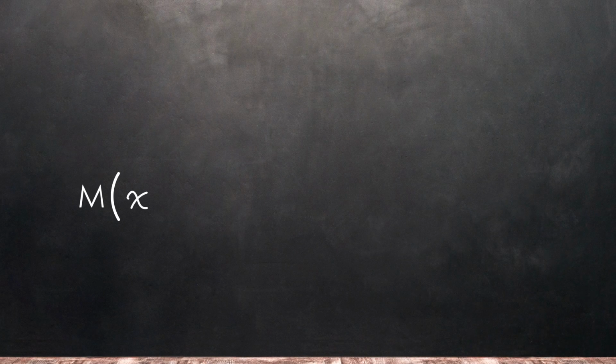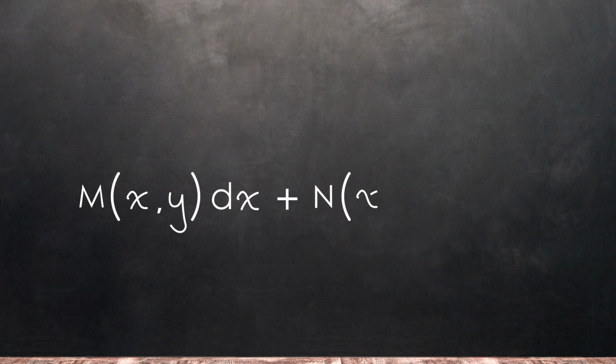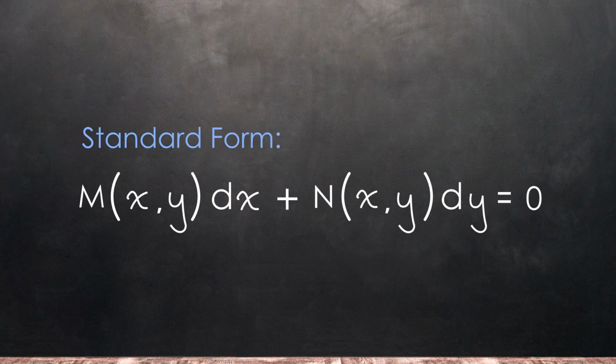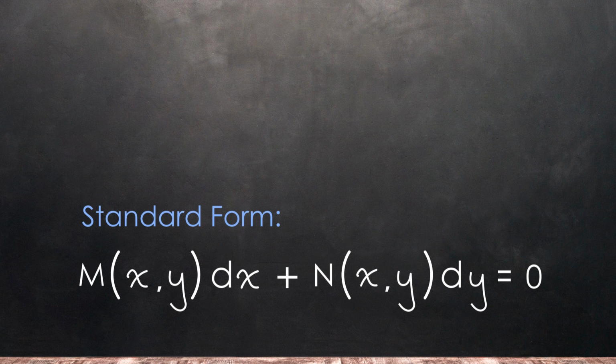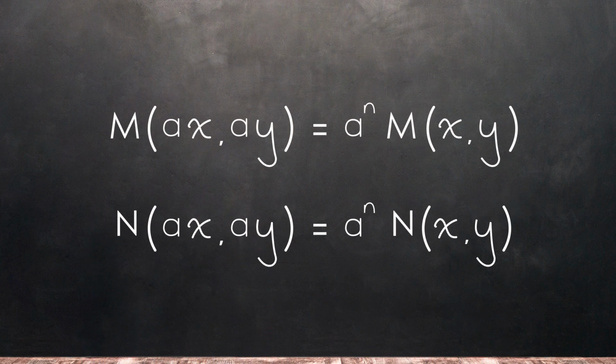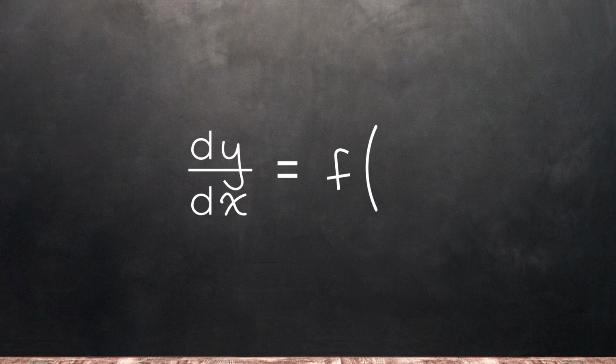There are two ways to check if a first-order nonlinear differential equation is homogeneous. If we arrange the equation in standard form, we can determine if the functions M and N are homogeneous by checking whether the following two equations are true, where a is a constant. Or we can rearrange our differential equation for dy over dx and check to see if we can rewrite the right-hand side as a function of y over x.